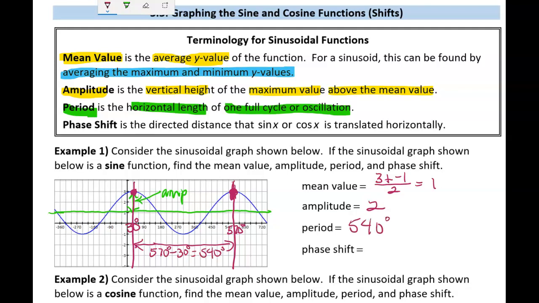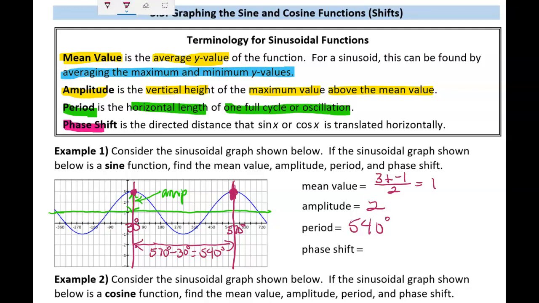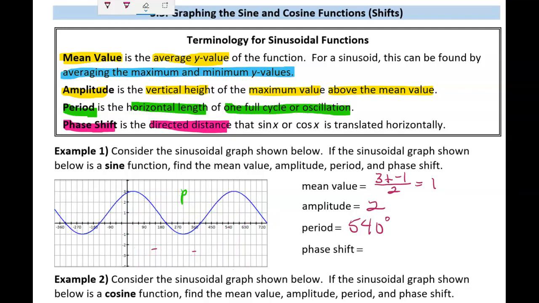The phase shift is the directed distance. Now, directed distance just means negative for a left move and positive for a right move. So it's the directed distance that sine or cosine is translated horizontally. So what we're asked in this question is, what if this is a sine function? This is the only one of these attributes to the graph that it's going to matter whether we look at it as a sine function or a cosine function.